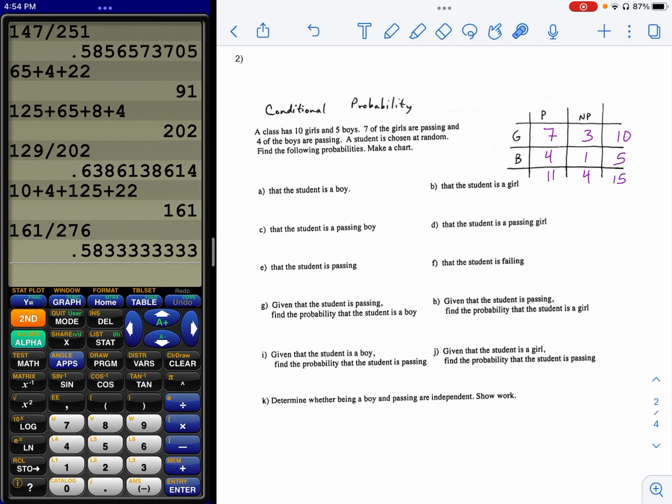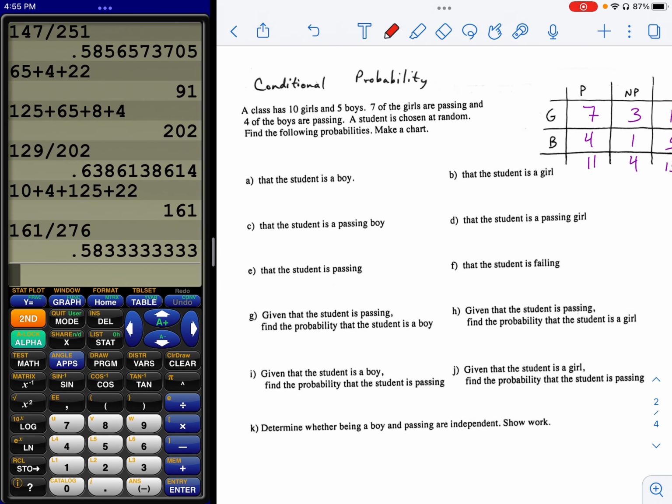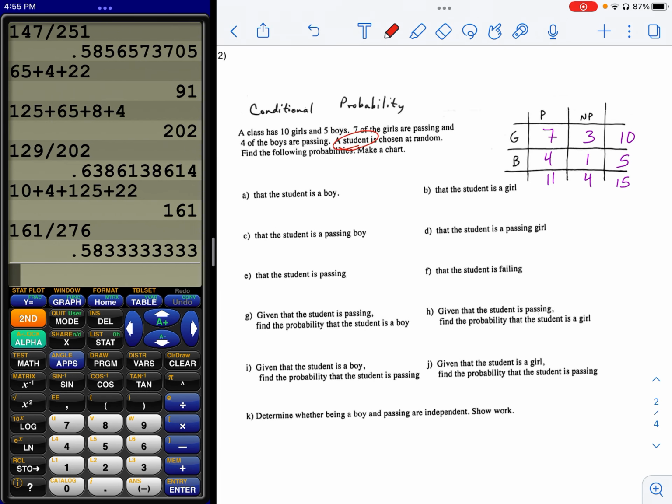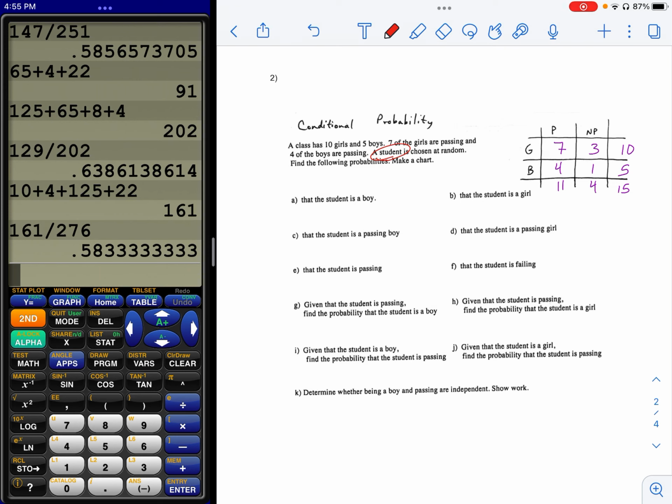Next, the class has 10 girls. I've already filled the chart out. Take your time if you have questions. I think that's pretty intuitive though. Probability that you pick one student and that it's a boy. Pretty straightforward. That's 5 out of 15, which is 1/3. Probability it's a girl, 10 out of 15, or 2/3.